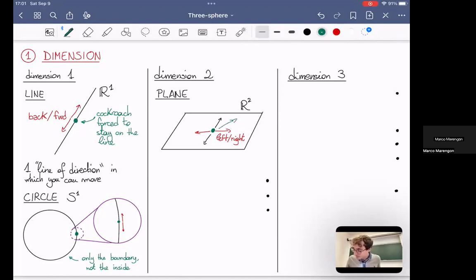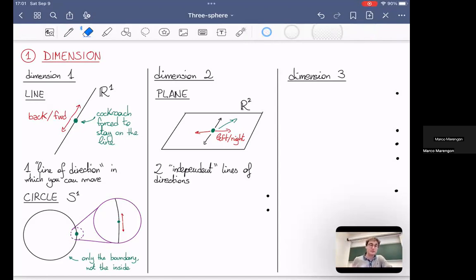Like this. But a diagonal movement can always be realized by moving first in the left-right direction and then in the forward-backward direction. So in order to do the diagonal move, we can move first to the left and then up. And for this reason, we say that this diagonal direction is not a new independent direction in which the cockroach can move, but there are only two independent lines of directions in the plane in which the cockroach can move. There's back and forward and left and right. And all the other directions you can recover by just combining these two directions.